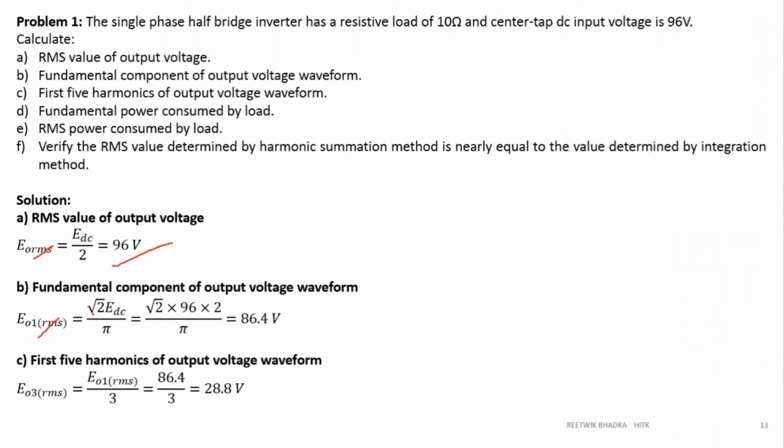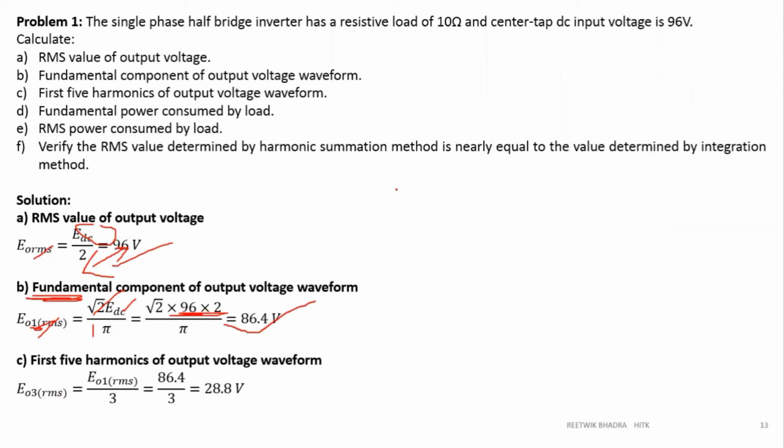E01 RMS is root 2 EDC by n pi, because we are substituting n as 1 for the fundamental component we have asked. So n is 1 over here, and we have substituted it, so root 2 by pi. What is EDC over here? EDC is 96 into 2, so that's why I have used 96 into 2. Calculate it, you will get 86.4.